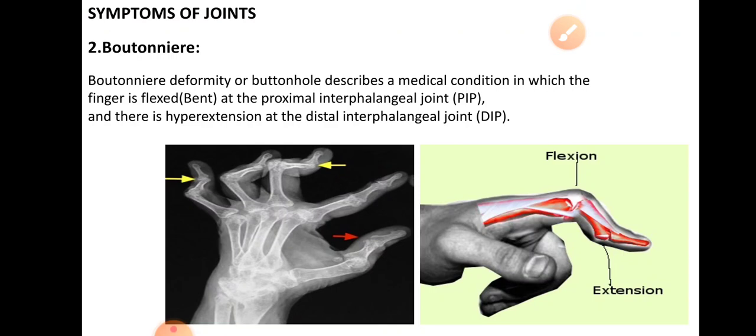Next is boutonniere deformity or buttonhole. It describes a medical condition in which the finger is bent at the proximal interphalangeal joint and there is a hyperextension at the distal interphalangeal joint. So you can see the picture here. The first is the normal image which shows the flexion and extension. In the second image, you can see the X-ray image.